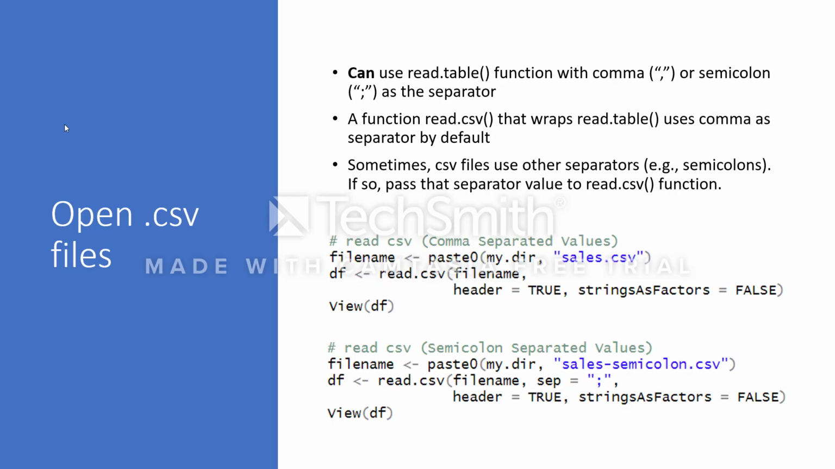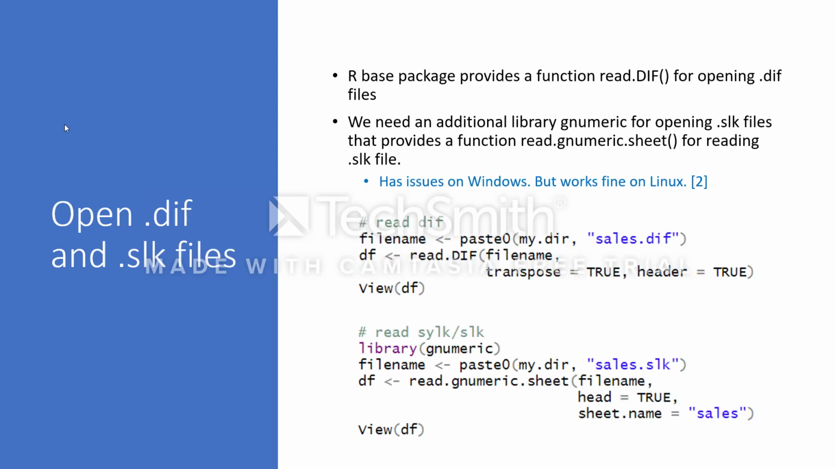CSV files usually use comma or semicolon as their separators. Again, you can use read.table function by passing appropriate separator value comma or semicolon. In this case, read.csv is a thin wrapper around read.table function that uses comma as the separator value by default. So using it makes our data reading a little easier. Also, we have used this function very frequently in our class. We can use it for comma separated or semicolon separated values by passing the appropriate separator.